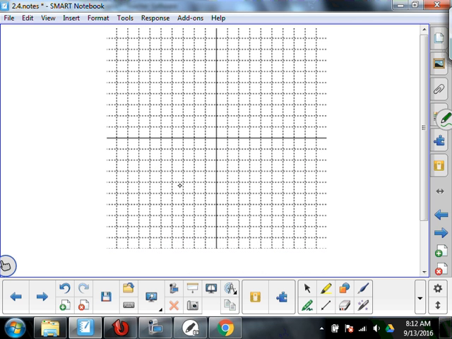3, 2. There's the point, 3, 2. The other point was 5, 8. 5, 8. 1, 2, 3, 4, 5, 6. 1, 2. Well, I guess that's 5, 8 up there. Okay. There's the point 5, 8. So if you have good graph paper, if you use graphing utilities properly, if you use a straight edge, and connect the dots in the right way, this should work out right.